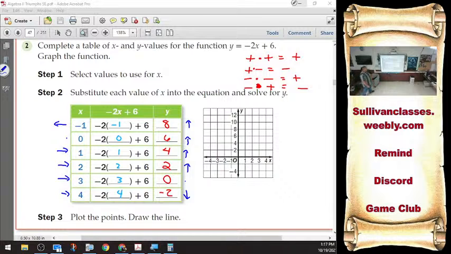Okay? This says I'm going to go left 1 up 8. So I'll do left 1 up 8. No left or right, up 6. No left or right, up 6. Then 4, then 2, then 0, then -2. Grab your straight edge, connect the dots.